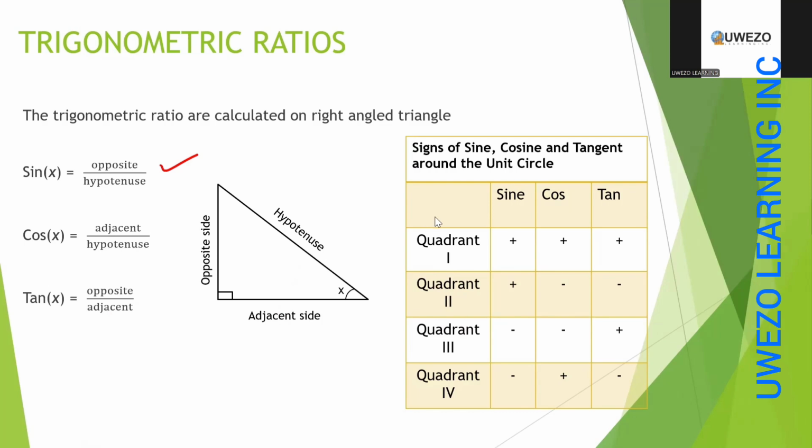Now, the sign of these functions in the quadrant plane would be, in the first quadrant, all are going to be positive. In the second quadrant, sine is only positive. In the third quadrant, tan only will be positive. And in the fourth quadrant, cosine would be positive.